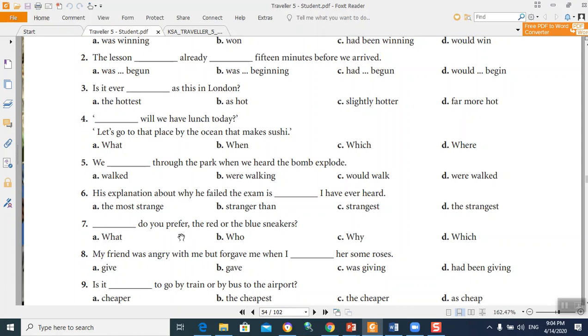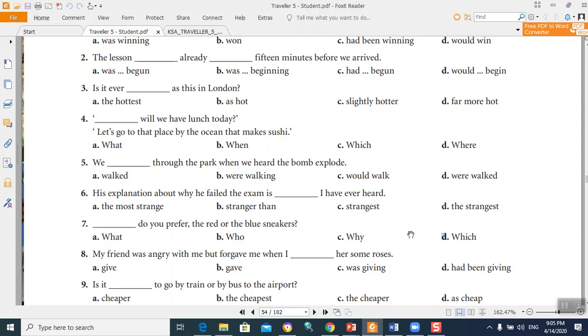Number 7, it says, do you prefer the red or the blue sneakers? Here it is a question word. What do you choose? What asks about something. Who asks about people. Why asks about reason. Which asks about a choice. So here, what is the context? You ask about a situation in which you choose. So the answer is which. Okay, because you ask the red or the blue. So you want to choose. When you want to choose, you ask with which.